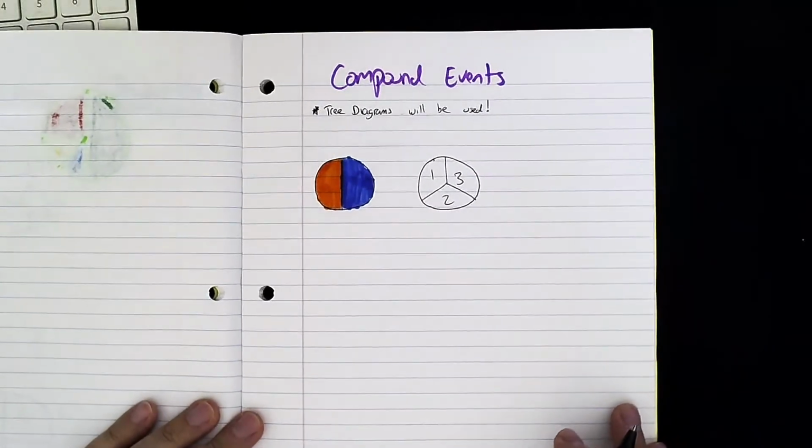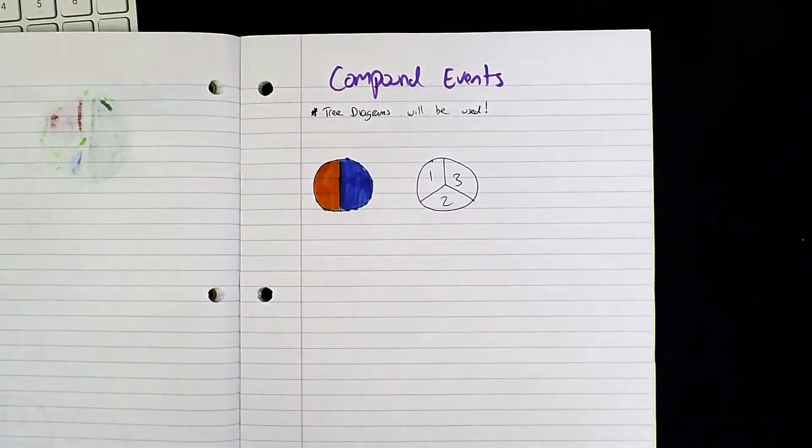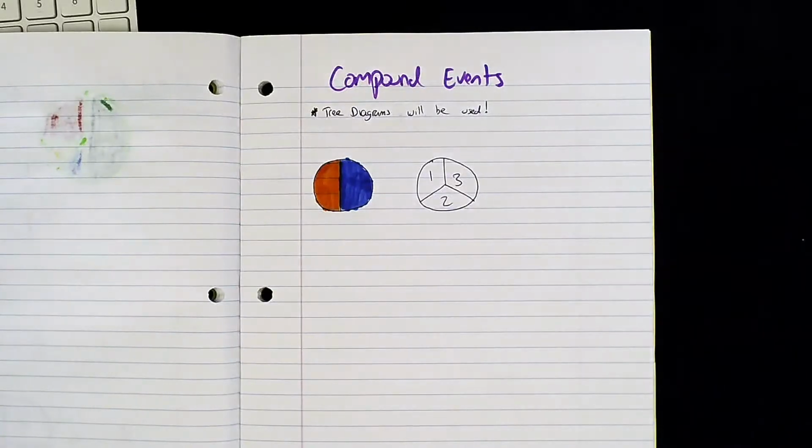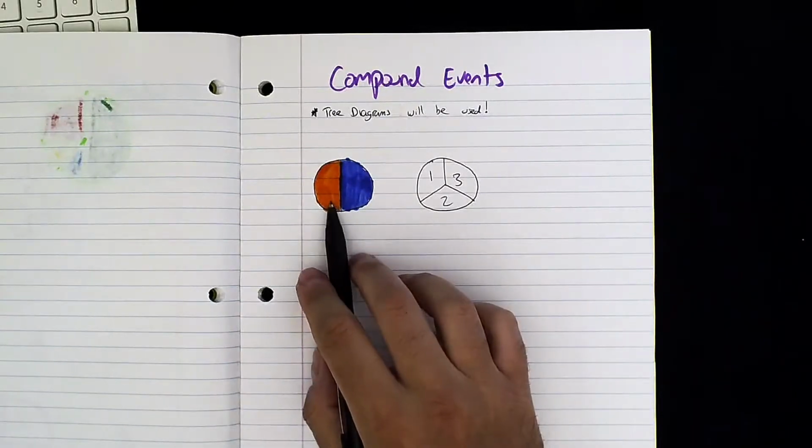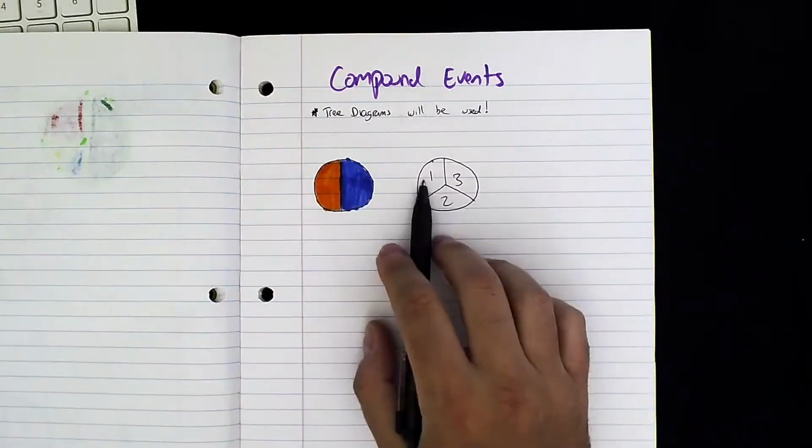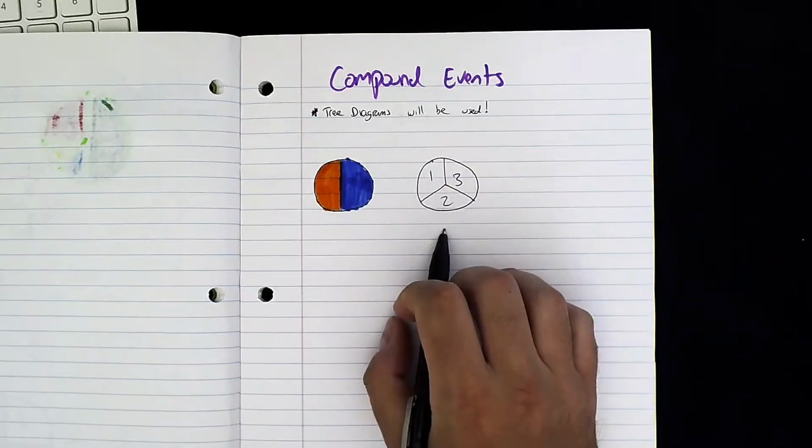Today in probability, we're going to look at something called compound events. This video is going to feature a few probability concepts for grade 6 and grade 7. So let's get started. As you can see here, I've drawn two spinners. This one is separated by orange and blue, and this one is separated by 1, 2, and 3.